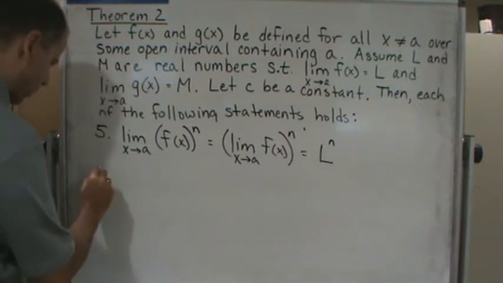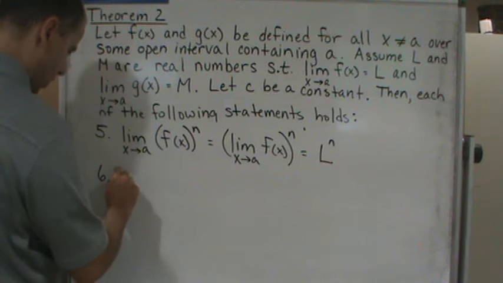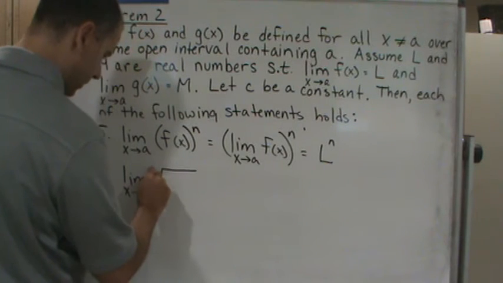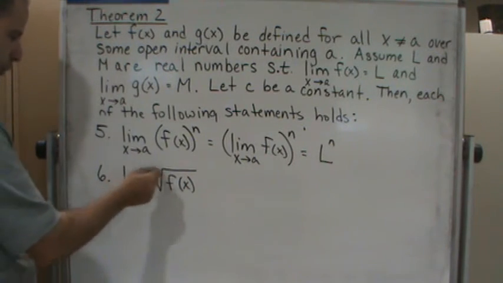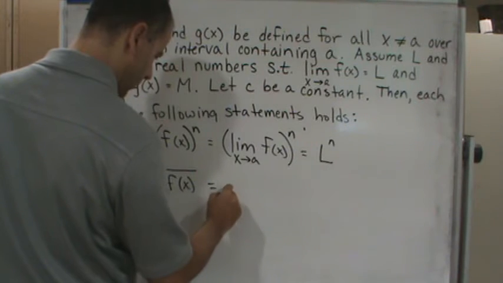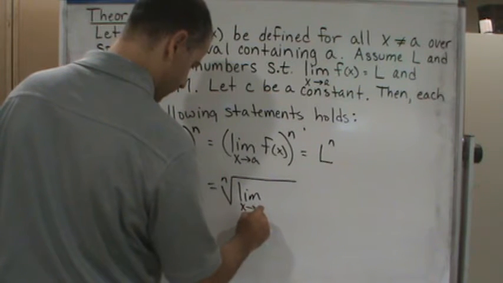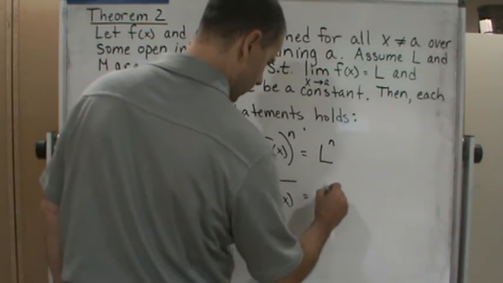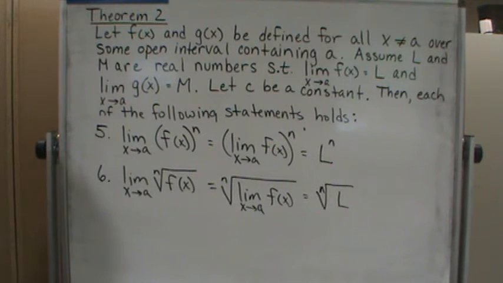And so we get L to the nth power. Now similarly, the last one is the root law. So we apply this to roots. So we can take the limit as x approaches a of the nth root of f of x. And again, we can pull the limit inside the radical, and we can write this as the nth root of the limit as x approaches a of f of x, which then equals the nth root of L. And that is the root law. And those are the laws.